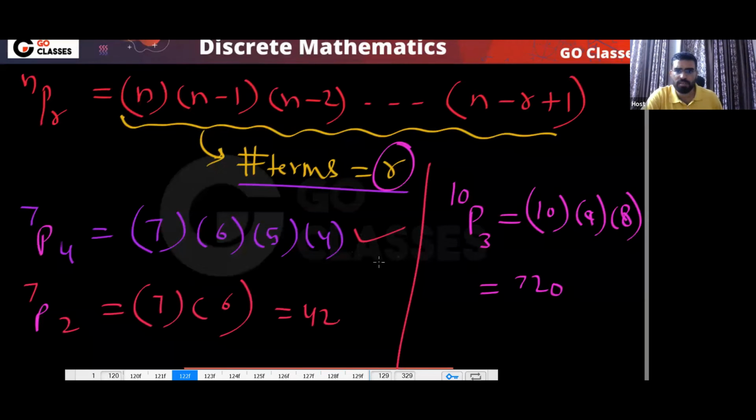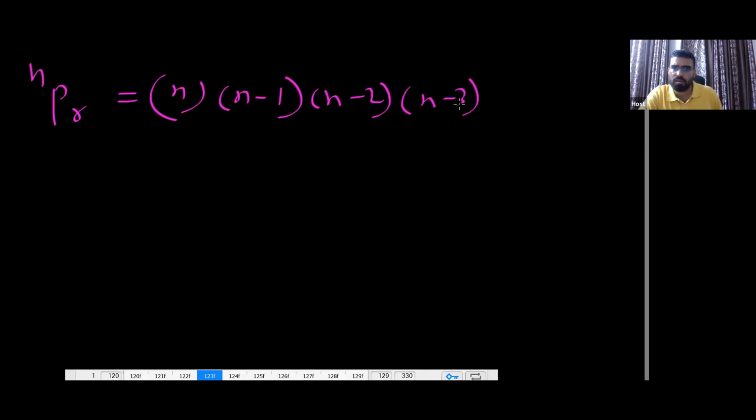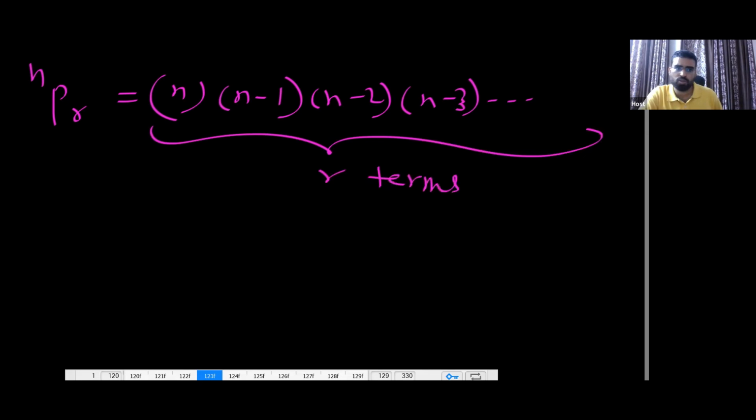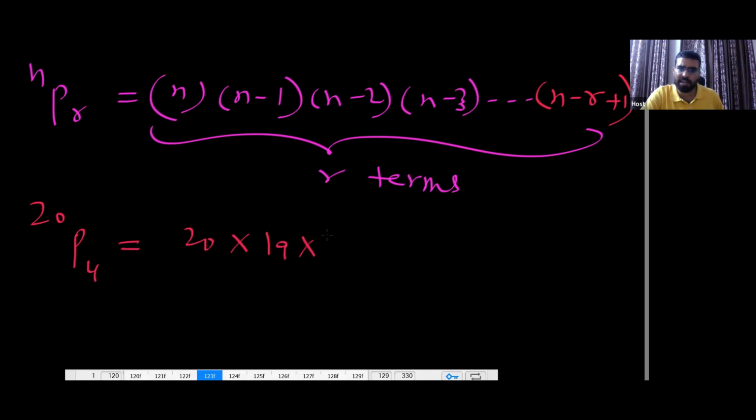So from now onwards, you find it like this. Is this clear? Always remember your nPr: from n you start, go down, and only go till r terms. So the rth term will be n minus r plus 1. This will be your last term. Anything you can find now. For example, 20P4 will be 20 multiplied by 19 multiplied by 18 multiplied by 17, 4 terms. This will be your answer.